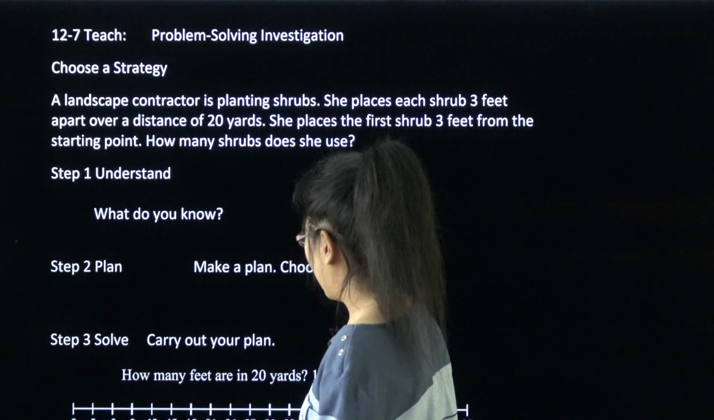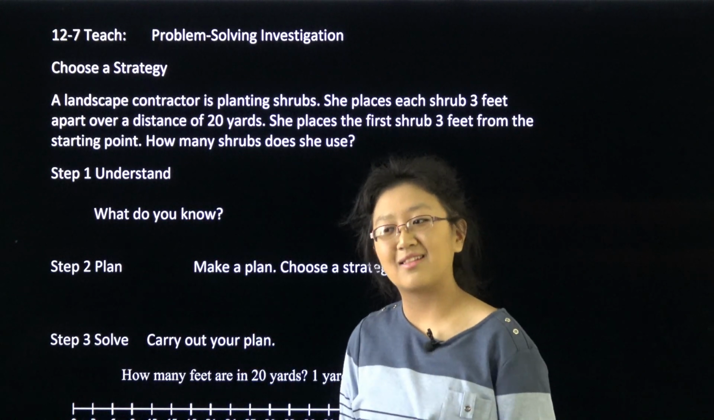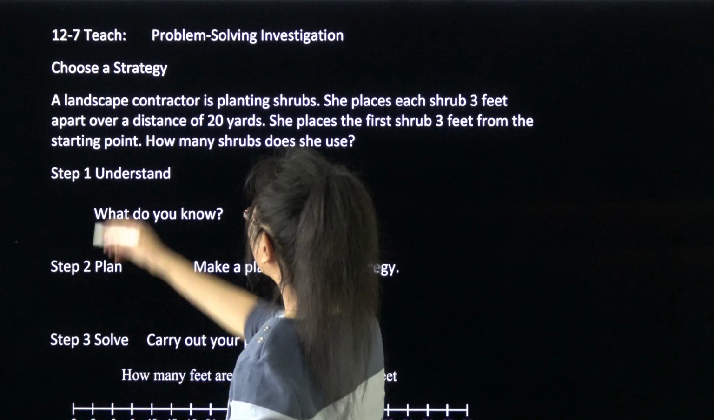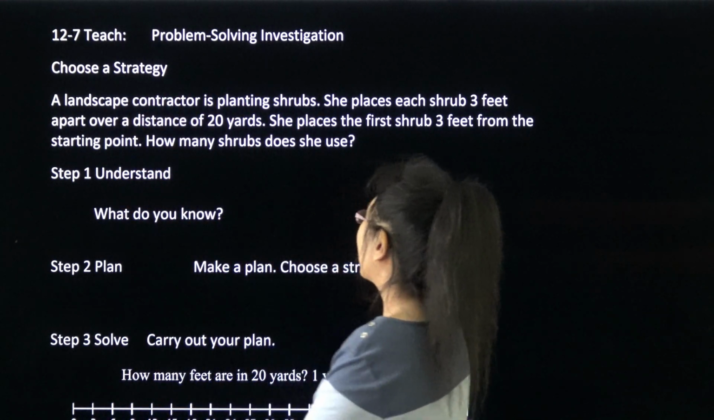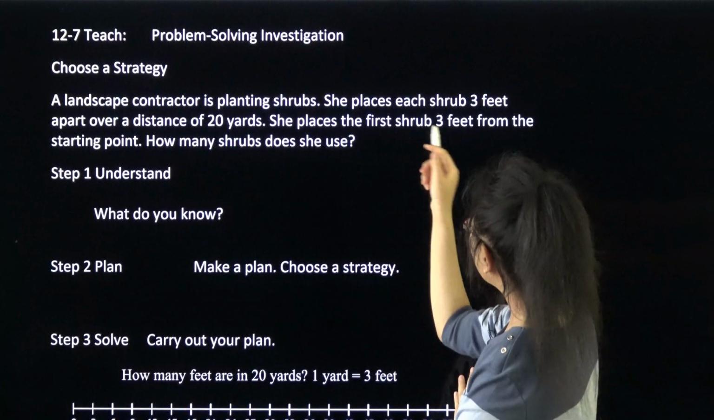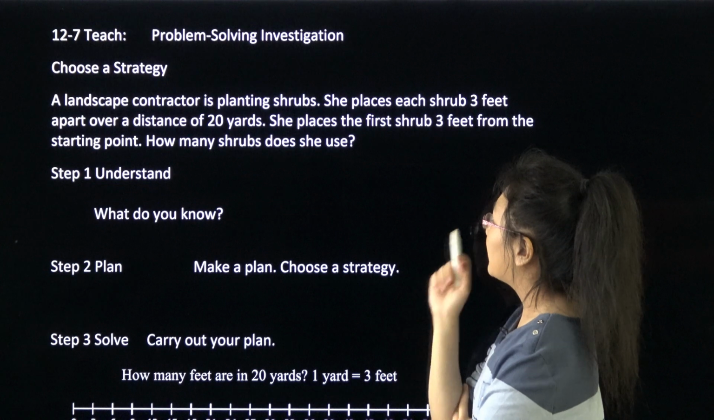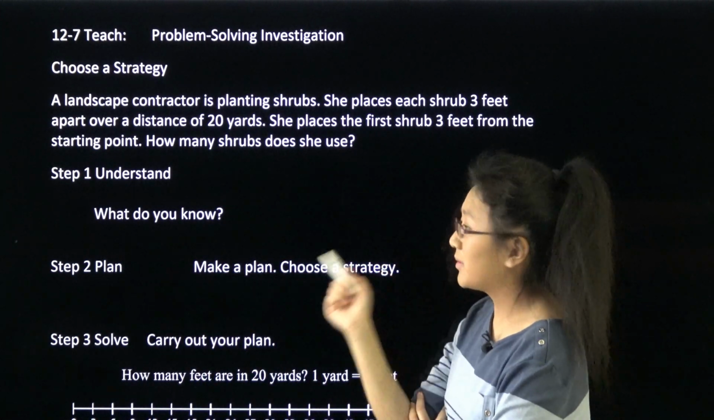And we're at the last section of the chapter. Hooray! You've lasted this long, but it's not time to slack off yet. So, problem solving again. A landscape contractor is planting shrubs. She places each shrub 3 feet apart, over a distance of 20 yards. She places the first shrub 3 feet from the starting point. How many shrubs does she use?